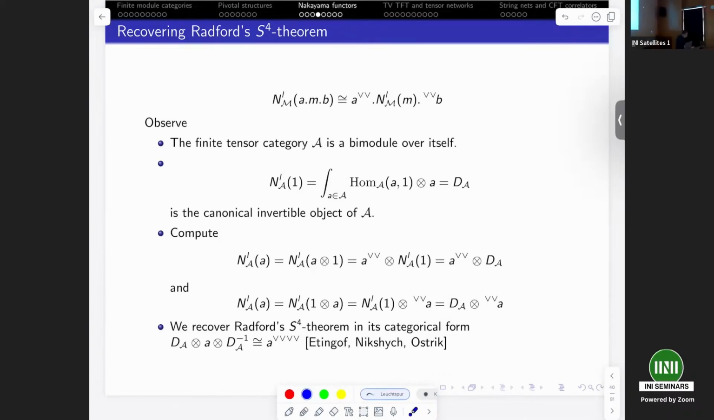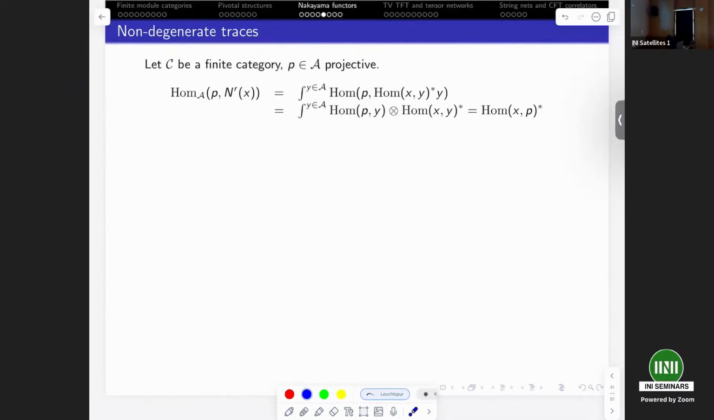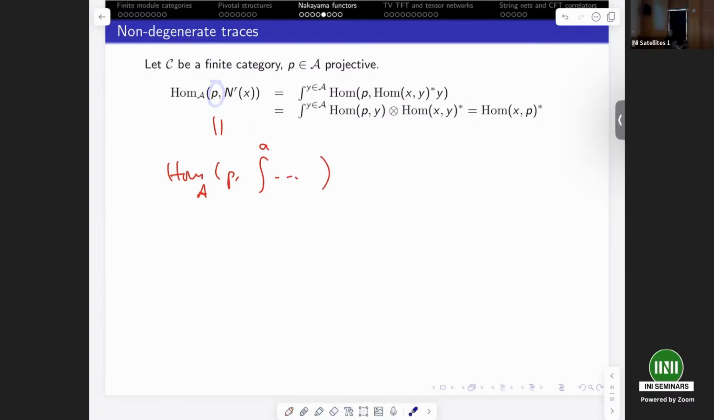Okay, I was promising to talk about traces. So let's do another calculation together. Take a finite tensor category, and let's insist that the object P is projective. Then I want to investigate this Hom space. X is any object. Now, the Nakayama functor was defined in terms of the coend. But we insist that we work with projective objects, so the Hom functor is exact, it commutes with the coend.